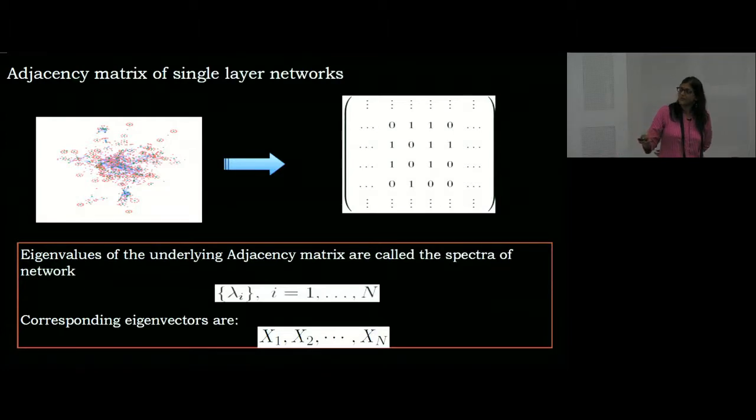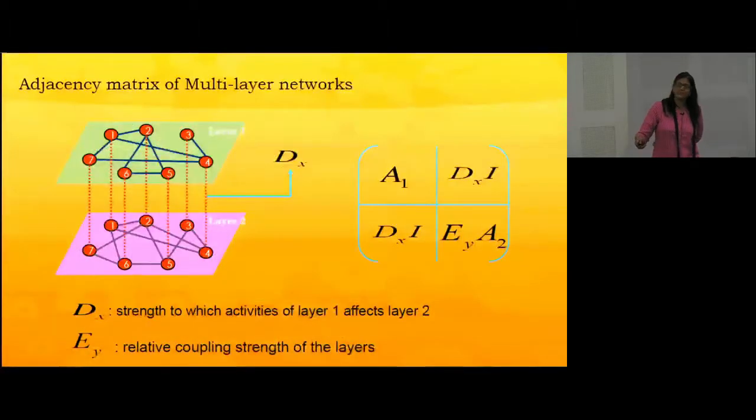So this is for a single layer, and multi-layer means now you have two different layers. So this is one layer. A1 represents the adjacency matrix of layer 1, and A2 represents the adjacency matrix of layer 2. And this I is nothing but the unit matrix, which represents the one-to-one connection between layer 1 and layer 2.